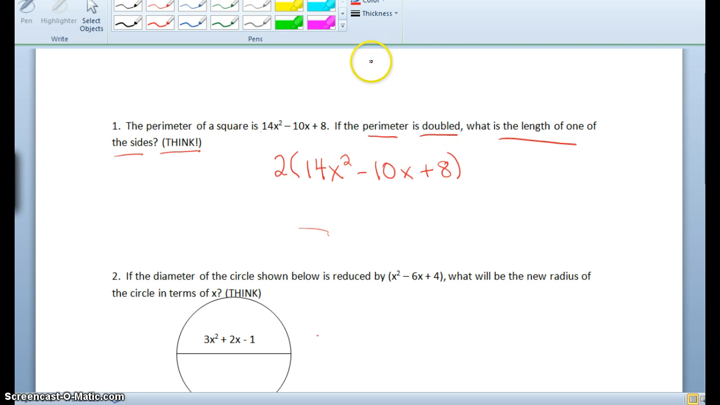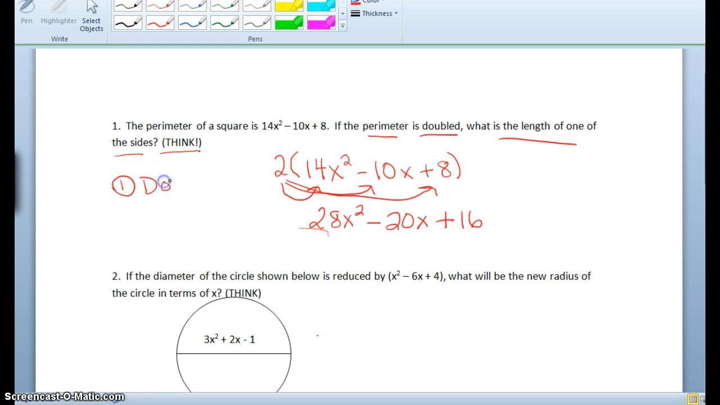And we're going to do that by using the distributive property. We're going to distribute the 2 to the 14x squared. 2 times 14 is 28x squared. 2 times negative 10 is negative 20x. 2 times 8 is positive 16. So, the first thing we did is we doubled, which means multiply by 2, we doubled the perimeter.